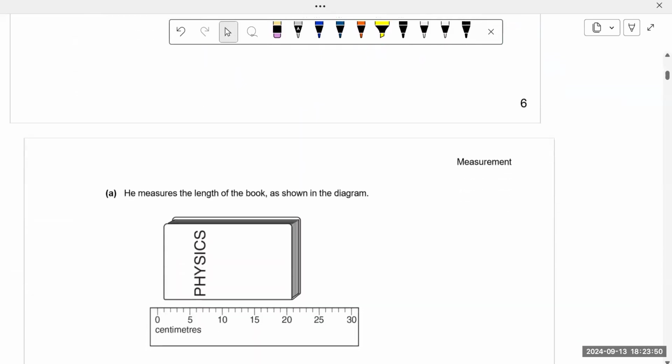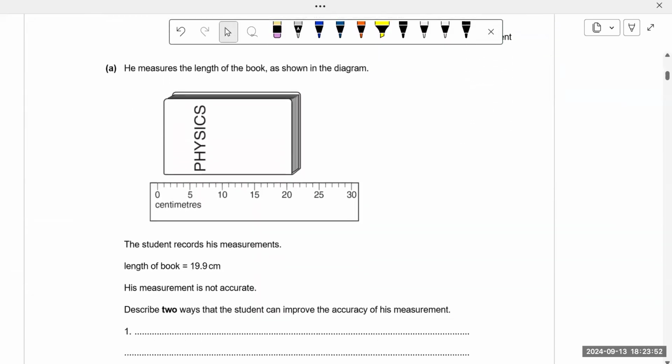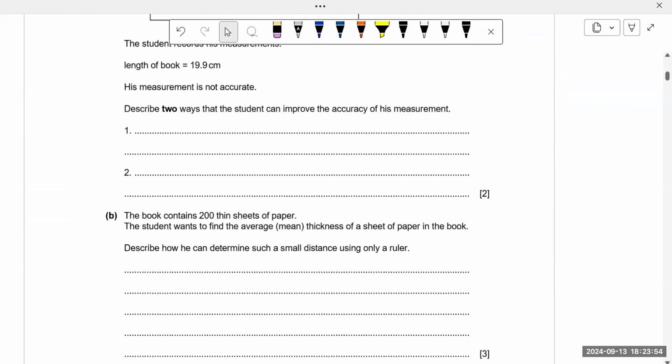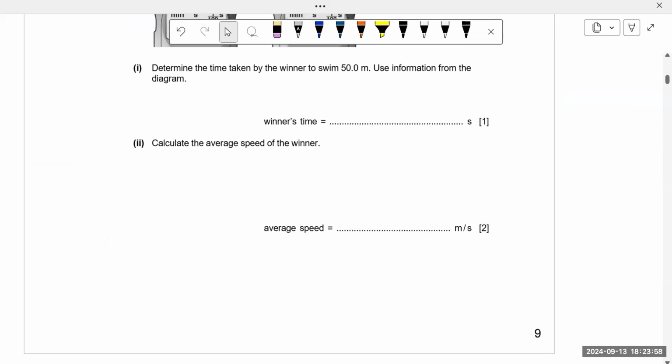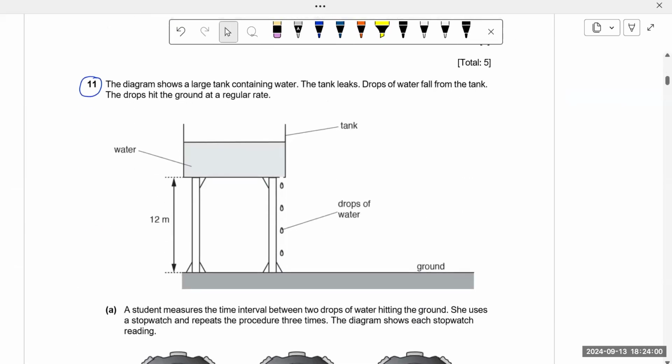Okay, the next question is number 11. The diagram shows a large tank containing water. The tank leaks. Drops of water fall from the tank. The drops hit the ground at a regular rate.